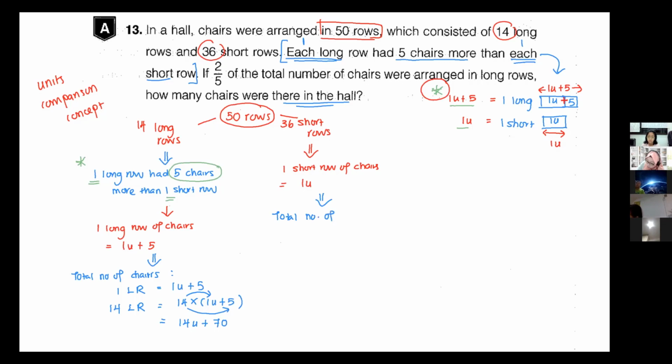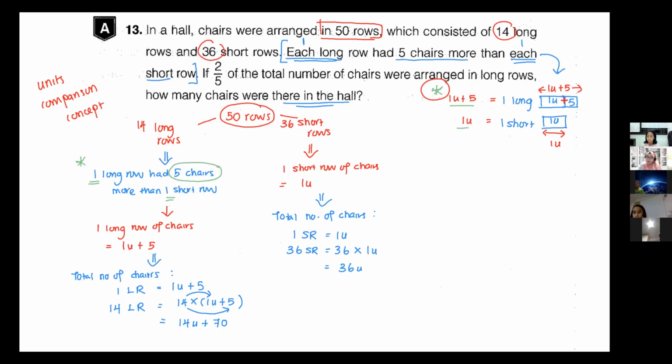Total number of chairs will be, so I know that my one short row is 1 unit. How many short rows do I want? I want 36 short rows, which equals 1 unit times 36. Or you can put 36 times 1 unit also. Same thing. 36 units of short chairs. I mean short row of chairs, not short chairs.